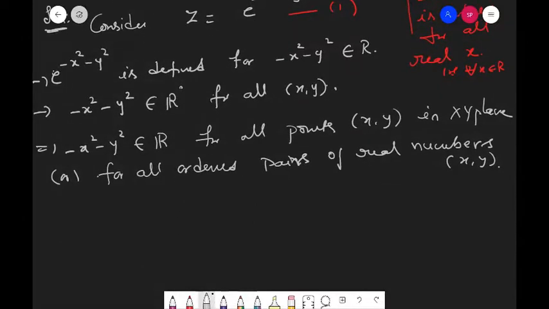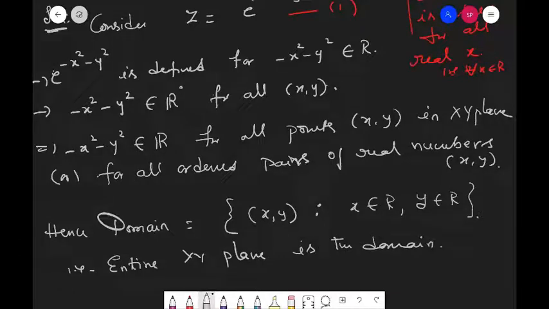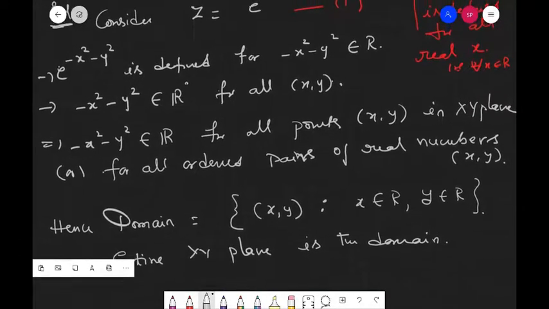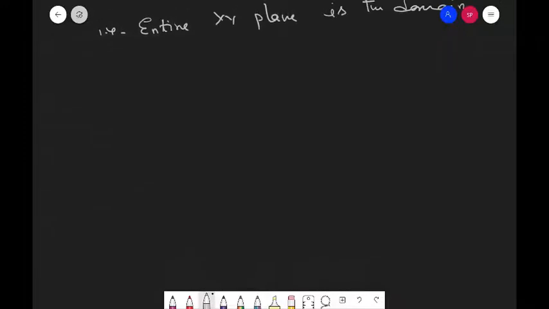Therefore, what is the domain? Hence, domain is equal to set containing x comma y such that x belong to R, y belong to R. All the entire xy plane, that is entire xy plane is the domain, right? So that means finding domain means for what values of xy it is defined. Now let us look at the another problem. Next example.